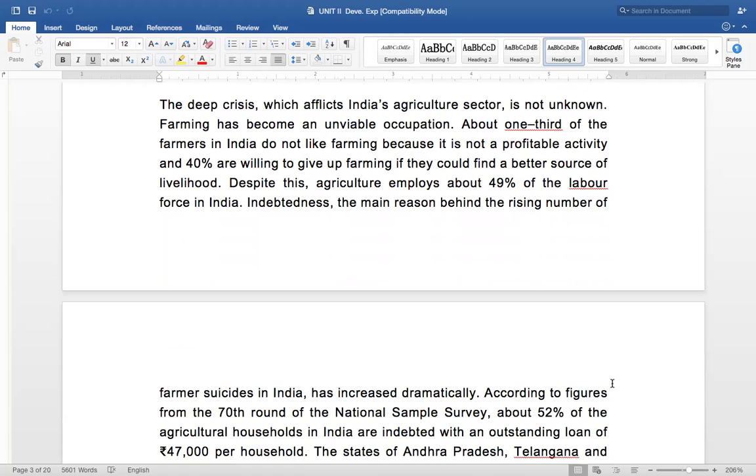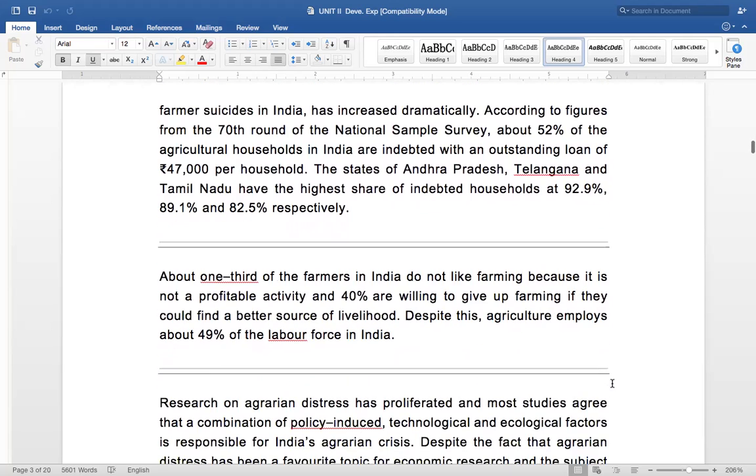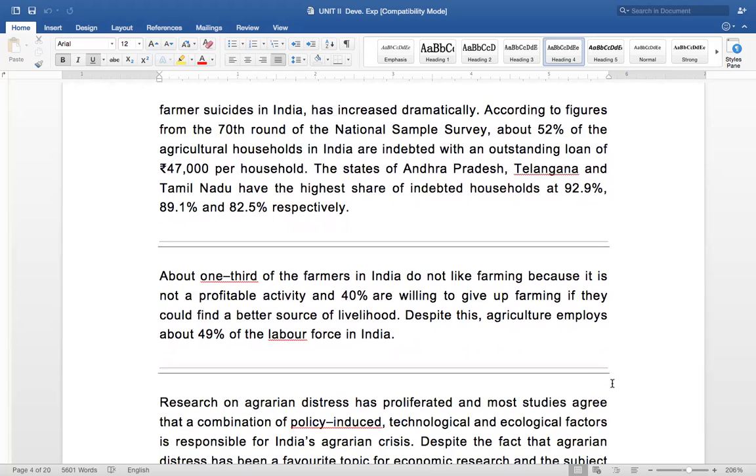According to figures from the 70th round of the National Sample Survey, about 52% of the agricultural households in India are indebted, with an outstanding loan of 47,000 per household. The states of Andhra Pradesh, Telangana, and Tamil Nadu have the highest share of indebted households, at 92.9%, 9.1%, 2.5% respectively. So I'll continue on the next one from here. This is the idea which I would like to give you: what is the position of farmers, and why they are driven to suicides, and why they are under loan and under debts.